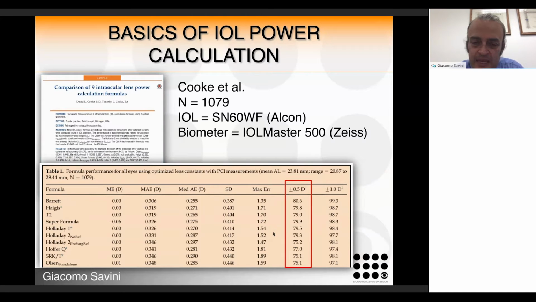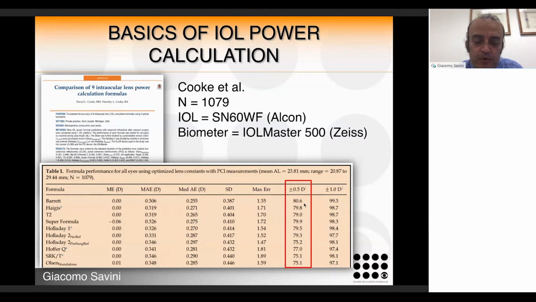And in the same year, Dave Cook found the same. He did a comparison. While Kane used just the old IOL master, he used both the IOL master and the Lenstar, and he found again that the Barrett was the best. So in the same year, two papers showing that the Barrett was the best.